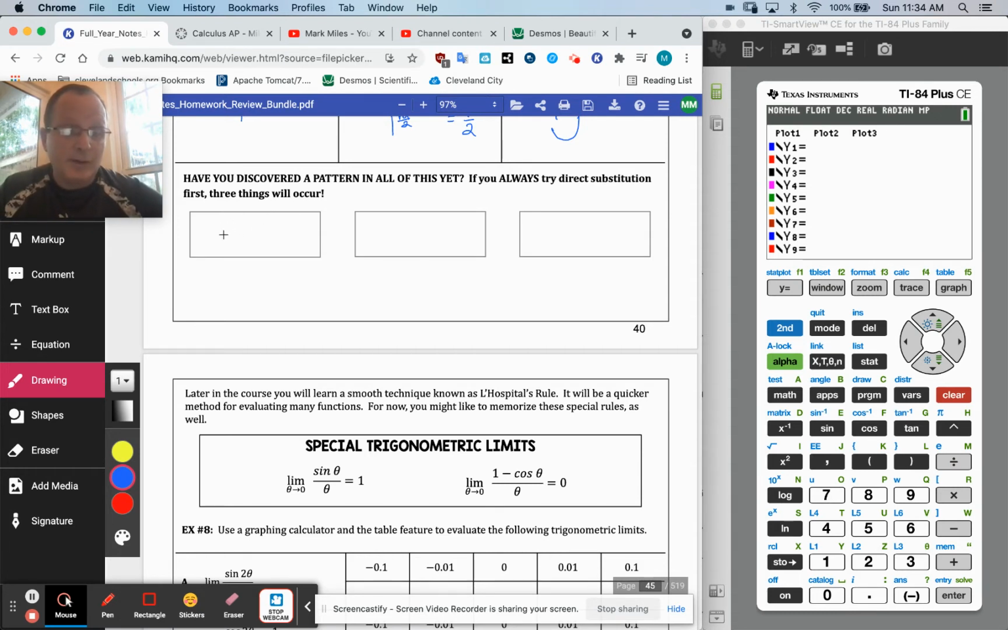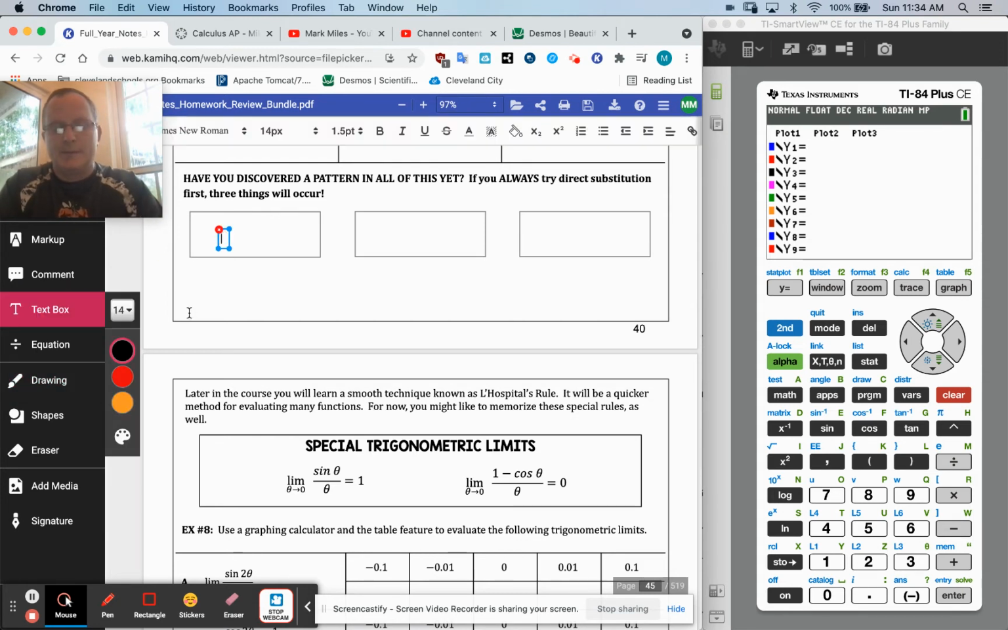Three things are going to happen. Either you're actually going to get the answer, I mean, direct substitution works and doesn't give you any problems. So the limit is found just by the direct substitution. Or you end up getting a 0 over 0, which means some sort of fix is available.